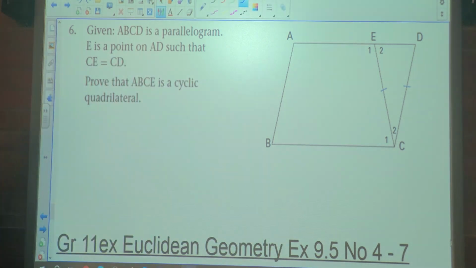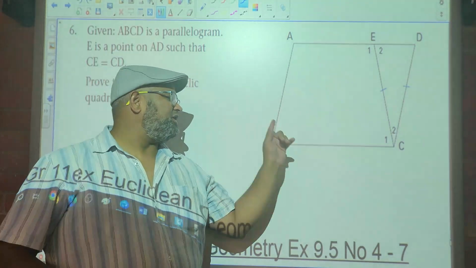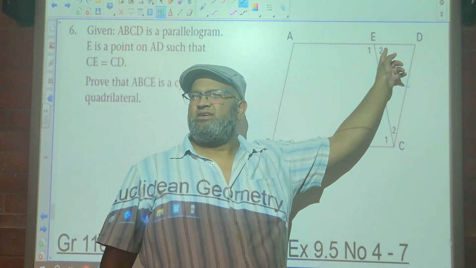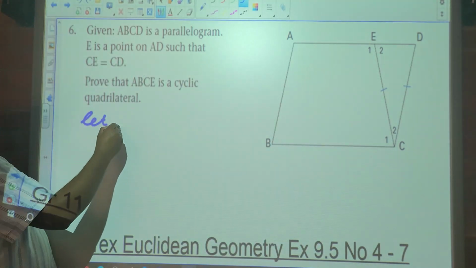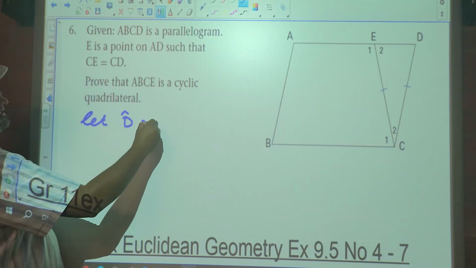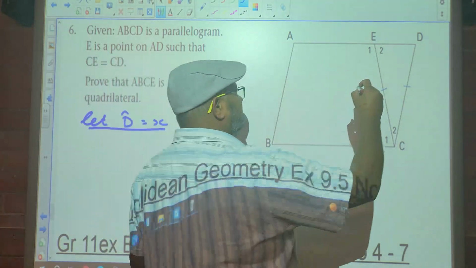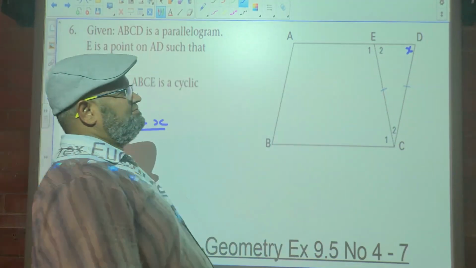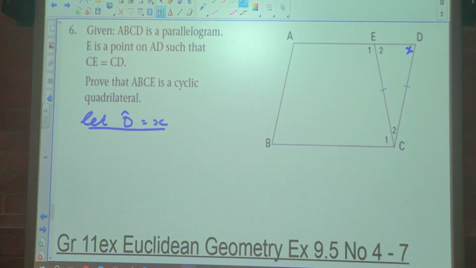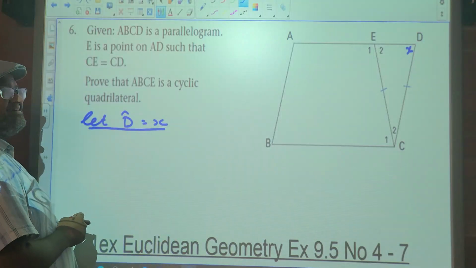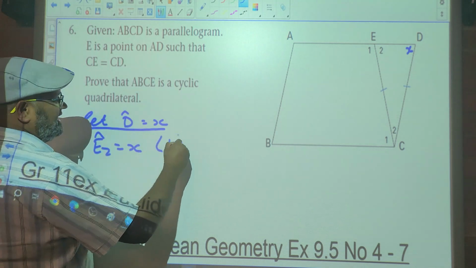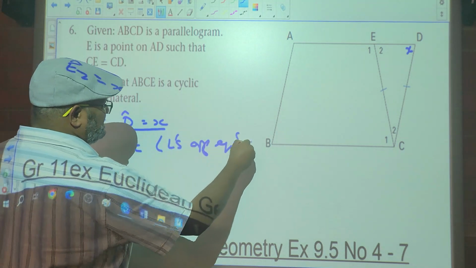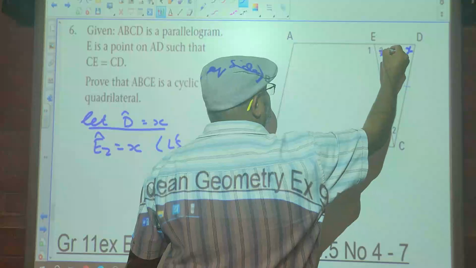Right. People, where do we start? So firstly, we know that we're going to prove that angle D is equal to E2. So where do we start? We say let angle D equal x. Right, now x is back in the game. Now what did we do with the x? Gave it to? E2. E2 is equal to x. Why? Angles opposite equal sides. So x lies there.